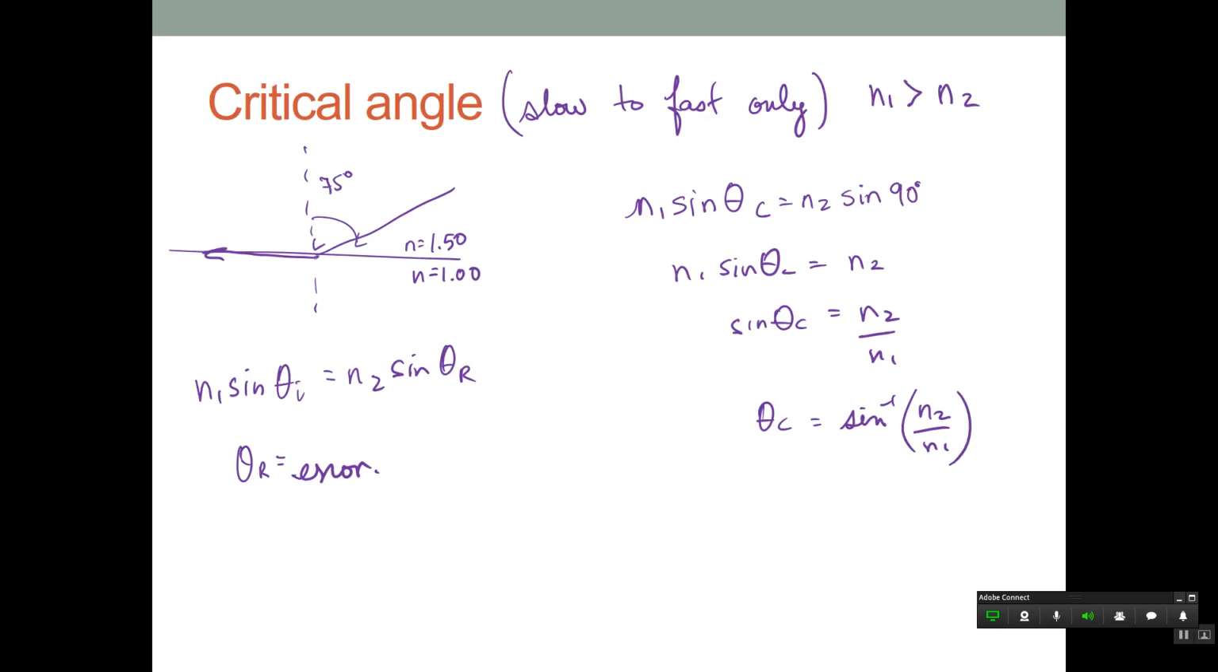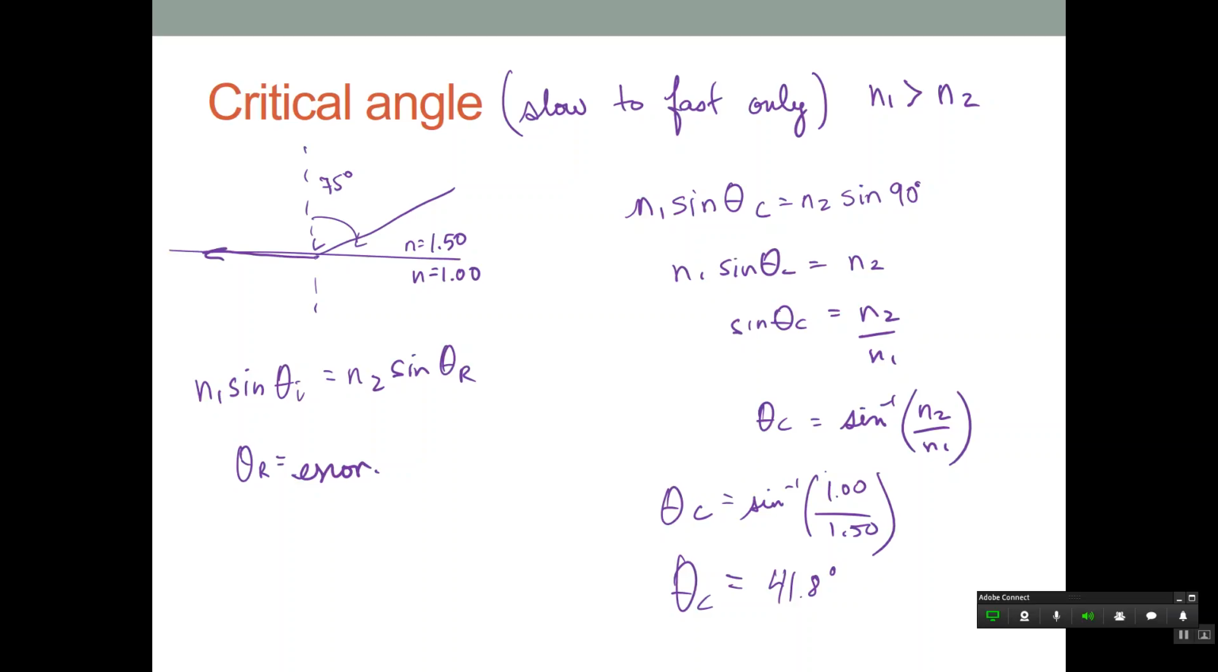And in this case, if I wanted to plug in some values, my critical angle is the inverse sine of 1 divided by 1.5. What do we get if that were the case? How much? 41.8 degrees. Yeah? So this means that at any angle greater than 41.8, the refractive angle is not going to work out. You're going to get an error on your calculator. So we call this the critical angle.